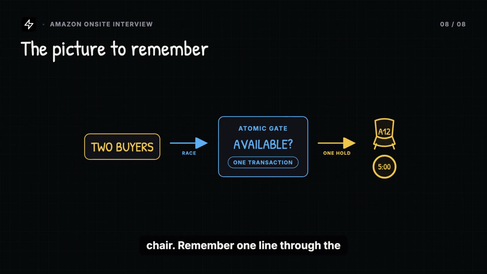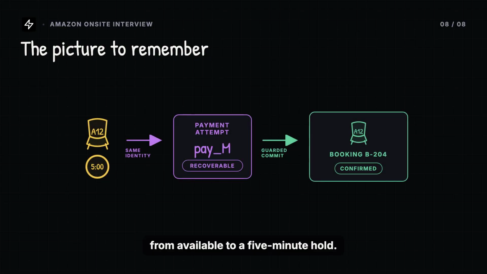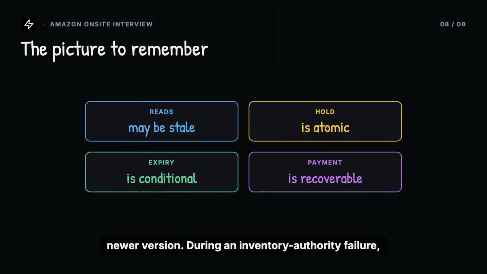Remember one line through the system. Discovery can be fast and approximate. Ownership must be exact. One atomic transition moves A12 from available to a 5-minute hold. A matching payment outcome moves that same hold to sold. Retries repeat the existing result, and late workers cannot overwrite a newer version.